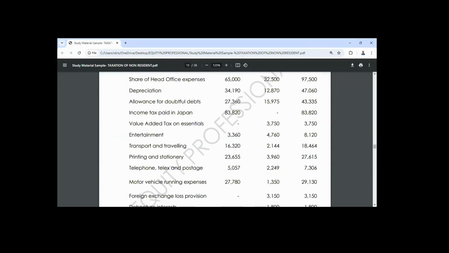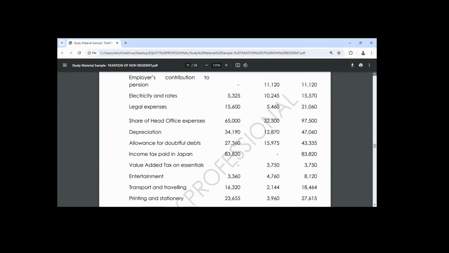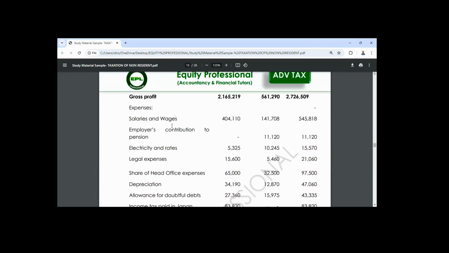We add back disallowable expenses. What are the disallowable expenses in this question? Let's check. Salaries and wages is allowed. Employer contribution to pension is allowed. Electricity and rates is allowed. Legal expenses is allowed if there is no note. Share of head office expenses is allowed. What of depreciation? Is it allowed? It's not. So our first disallowable expense that we are going to add back to the net profit is depreciation. Allowance for doubtful debt. We have the breakdown. We go and check the breakdown.